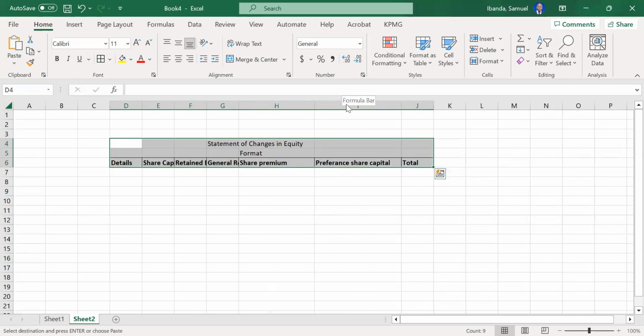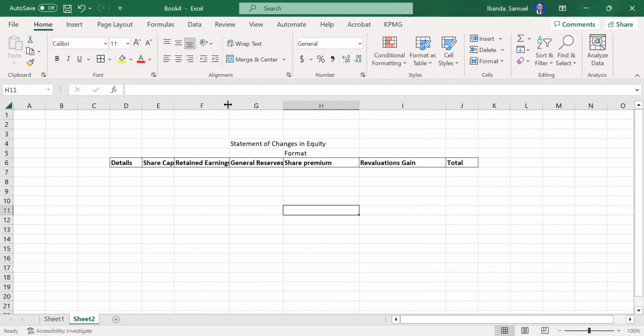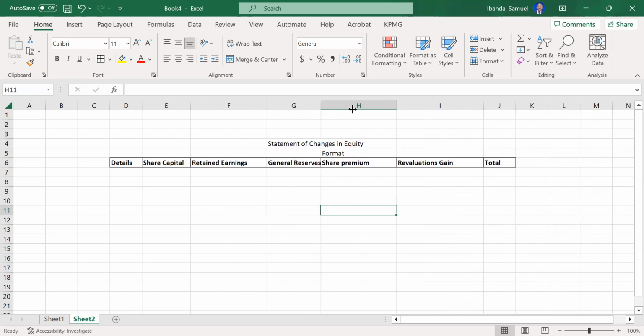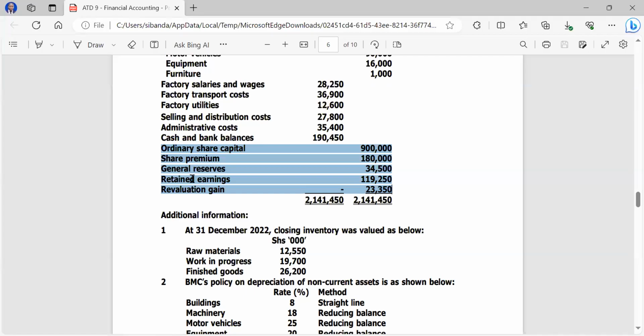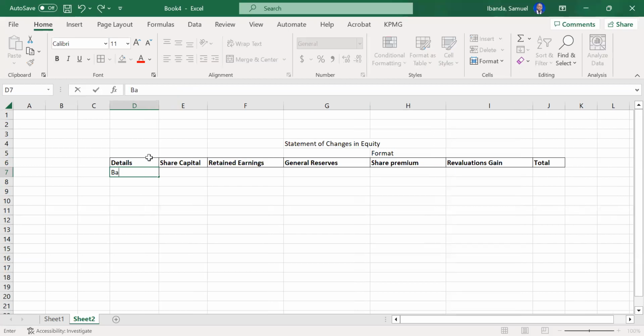Now, this time I don't have preference share capital, so I'll not have a column on preference share capital, but I have something on revaluation gain. Sometimes revaluation gain can be called revaluation surplus. At least I have something on retained earnings. I also have something on general reserves. Like I said, whatever is in the question determines your heading. So my headings should be 5 headings: 1, 2, 3, 4, 5. Then instead of calling it opening balance, I'm going to say balance as per trial balance. So this is what is coming from the trial balance.